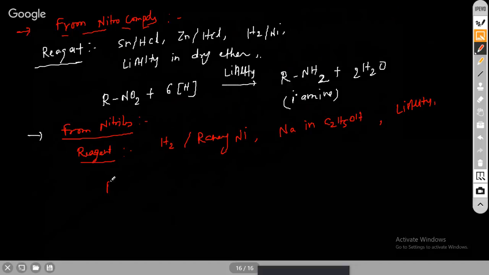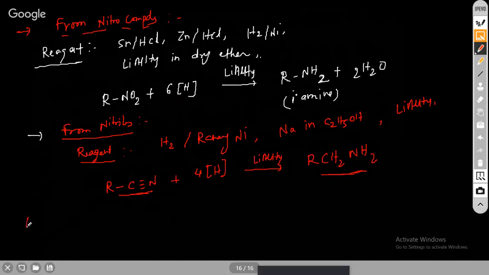Okay. Again, it is nothing but reduction only. So when you have any nitrile, that is cyanide, RCN, a reducing agent, here LiAlH4, will provide nascent hydrogen, and that gives RCH2NH2. You remember one thing here: the number of carbon atoms in the product and this reactant must be the same.